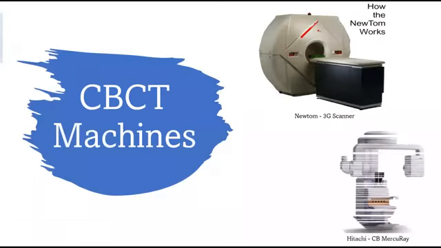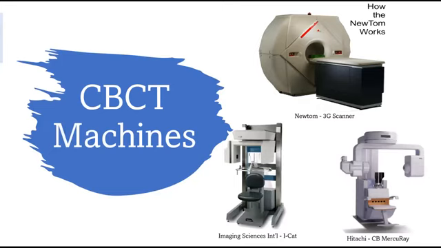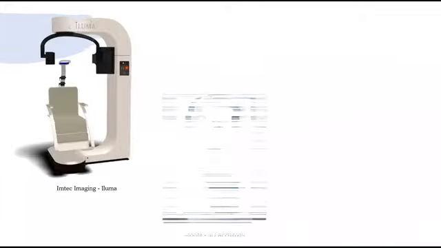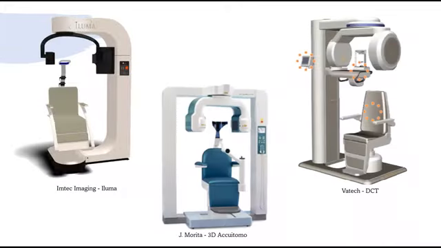Let's now see some of the different machines provided by the different manufacturers. The oldest one in cone beam computed tomography imaging is the Newtom scanner. This is considered a dinosaur in terms of three-dimensional imaging of the head and neck. And the other machines from the different manufacturers are from Hitachi, and there's another machine from Image Science International. A few more CBCT machines are from Kodak, Morita, and Vatech.